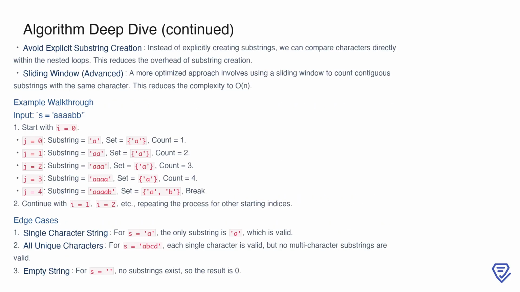One way to optimize the brute force approach is to avoid explicitly creating substrings. Instead of extracting substrings and storing them in memory, we can directly compare characters within the nested loops. This eliminates the overhead of substring creation, making the algorithm more efficient.